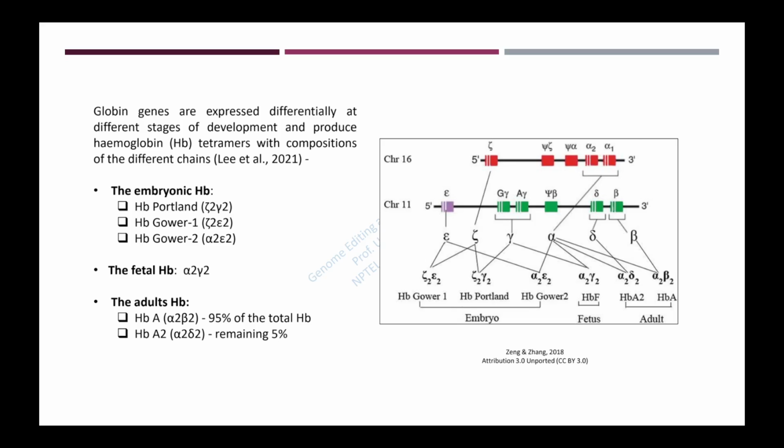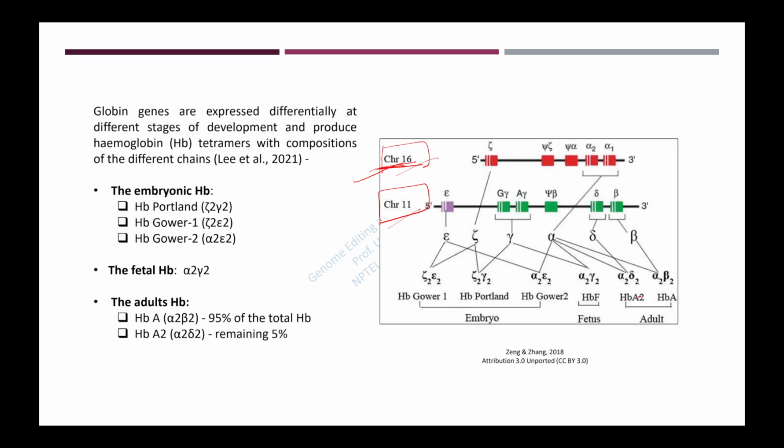These globin genes are expressed differentially at different stages of development and produce hemoglobin. There are two chromosomes, chromosome 16 and chromosome 11, where these globin genes are present. Here you can see several globin genes associated: alpha 2, alpha 1, and also gamma, delta, beta. So on chromosomes 16 and 11, these genes are present.